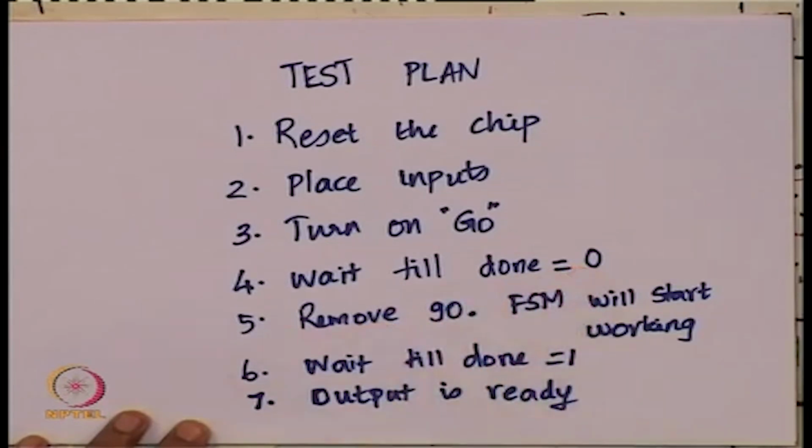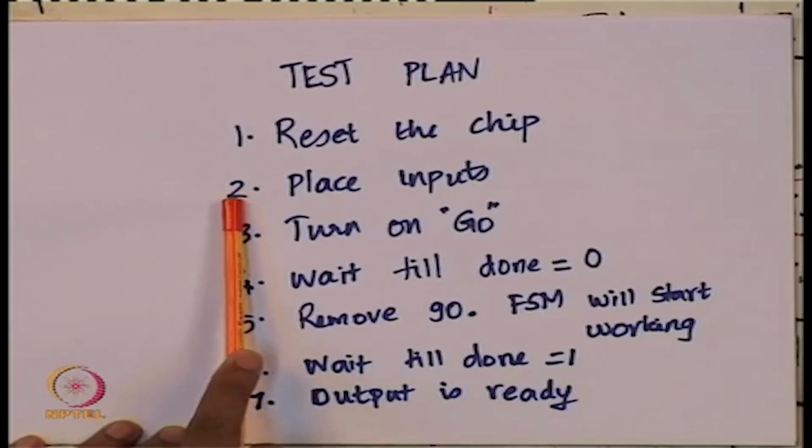At this point we remove go. Once you remove go, the state machine will start running. We will have to wait again till done becomes 1. That is the 6th point. We will wait till done becomes 1, and once done becomes 1, the output is ready. If the output is ready, we may have to copy it, print it, whatever. In the simulation we will go and print it. If you actually design a chip which needs GCD, it will take the output and maybe copy it locally and whatnot, and then it is ready to go back and place the next set of inputs.